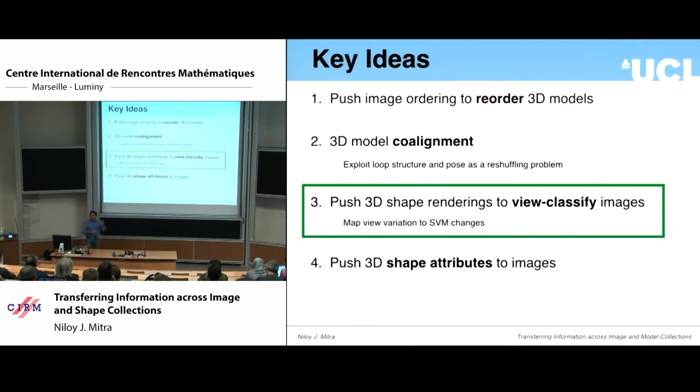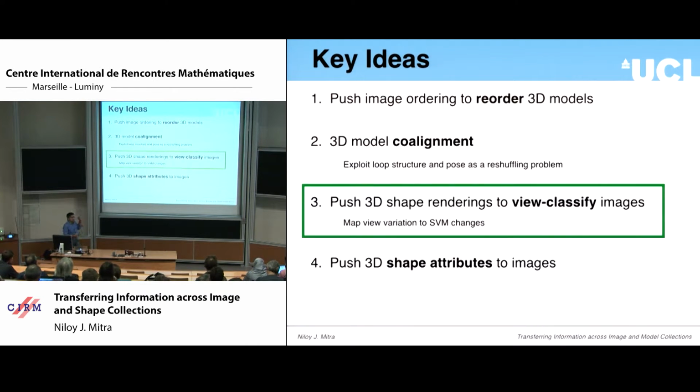What does that mean? Now we can push back the information. So what we have is all the 3D models are consistently aligned, but now I can push it back to the images to give view estimates to the individual images. And that's what we're going to do. Okay?